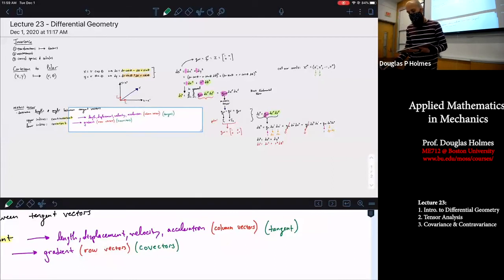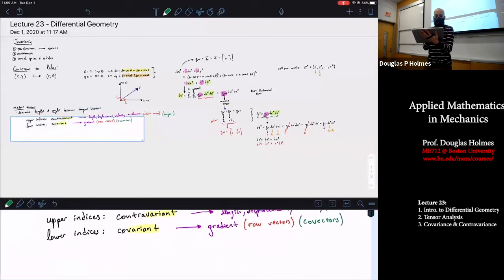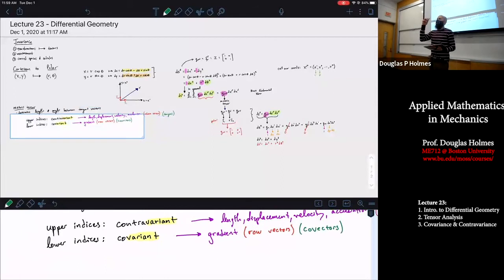Okay. When you take a vector that is contravariant and multiply it with a vector that is covariant, you're actually doing something that is very familiar to you, even if it might not seem like it.